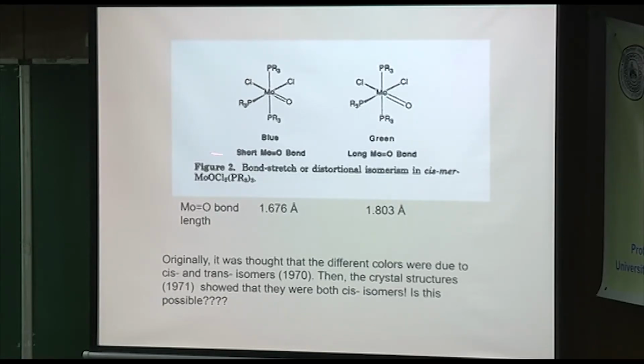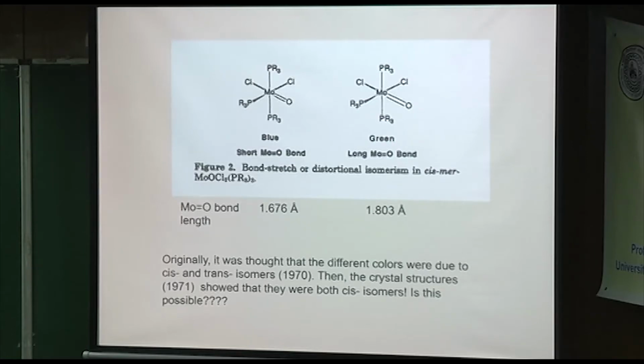And at the time, he thought the two colors were due to cis and trans isomerization. But the funny thing was that the molybdenum oxygen distance in the blue crystals was quite different from the molybdenum oxygen distance in the green crystals. And some people said, well, that just shows you can have bond stretch isomerism. But he didn't really believe that, and I didn't either. And what he did was he got the crystals and sent them around the world to his friends and said, would you redetermine this structure for me? And I was one of the people who looked at the crystal structure. And they weren't cis and trans. They were the same.